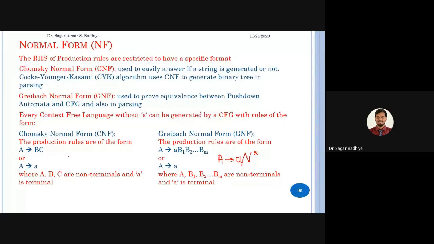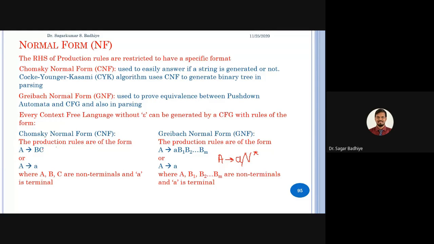And we have already seen that CNF is basically used to answer whether a particular string is generated by the given grammar or not. This is done using the CYK algorithm, that is the Cocke, Younger, and Kasami algorithm. The algorithm was named after the three scientists who developed it, right? And Greibach normal form is used to prove the equivalence between a pushdown automaton and a context-free grammar, right? It is also used for parsing, right?